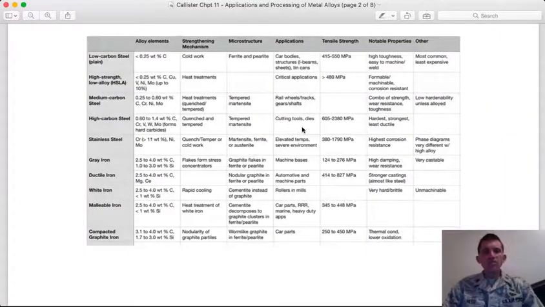But these more exotic types of steels are for specific applications: gears, train wheels, and cutting tools. For a cutting tool, you want a really hard material. A die needs to be a really, really strong material if you're going to be pressing other grades of metal.